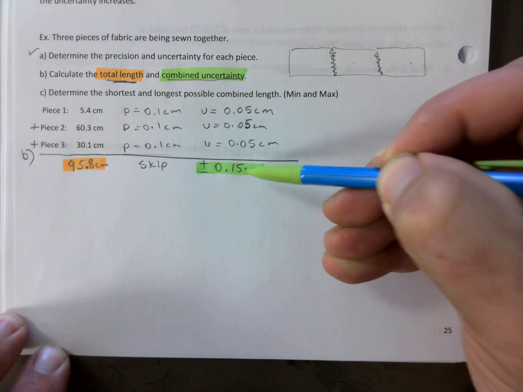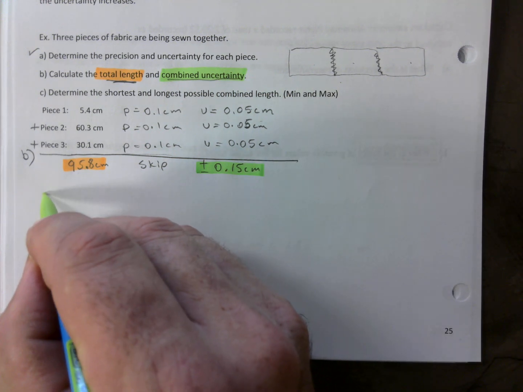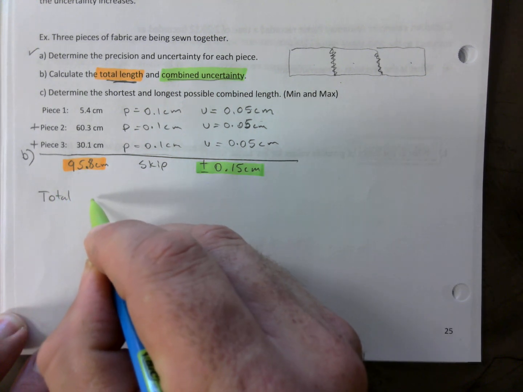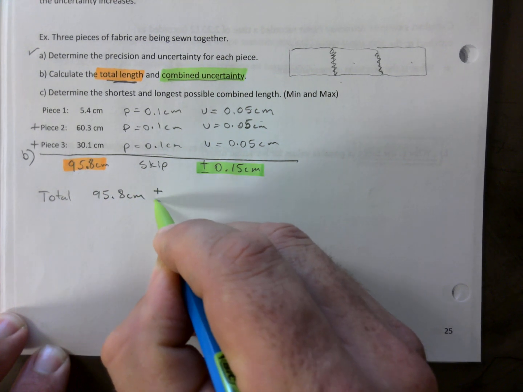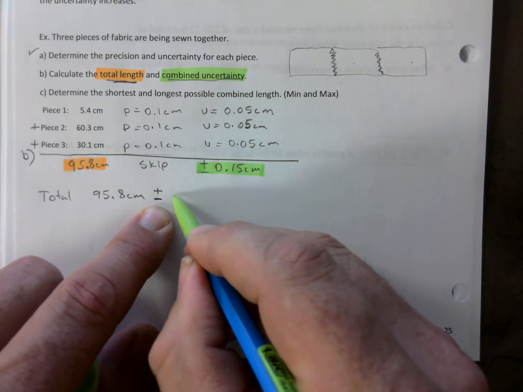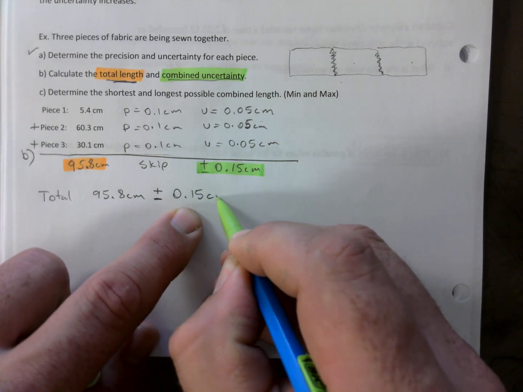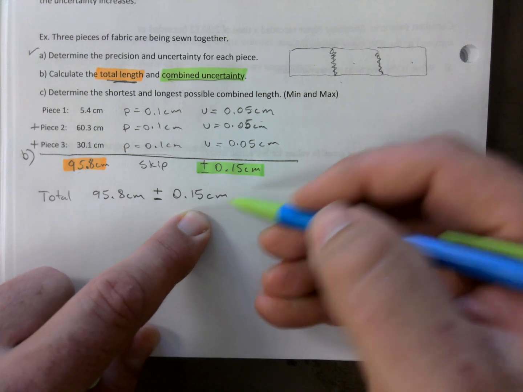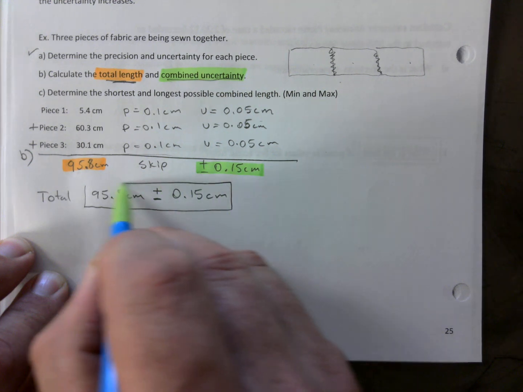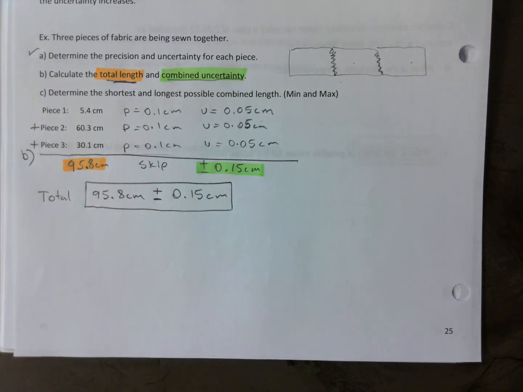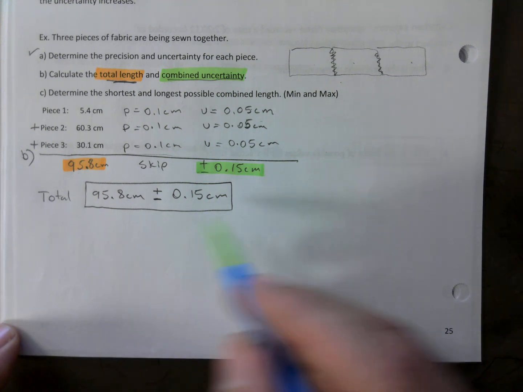Quite often they want you to state it. So total length would be 95.8 centimeters plus or minus a combined uncertainty. You've combined all their lengths. You're also combining all the uncertainties. So this is what the measurement should be. So it's same as before, except for now we have a bunch of uncertainties all piled up together. So this is B. We've done B here.